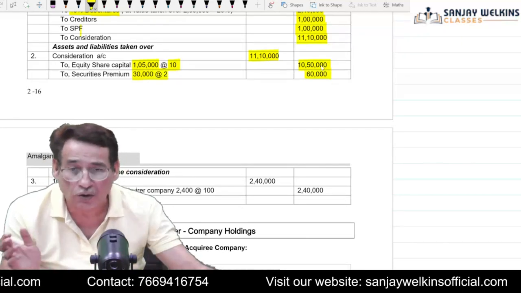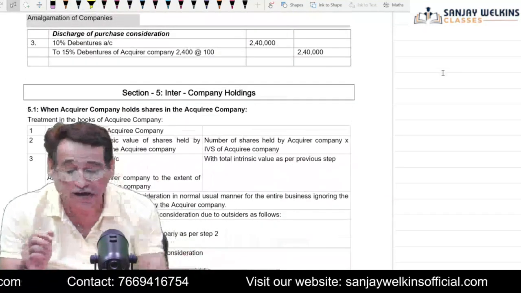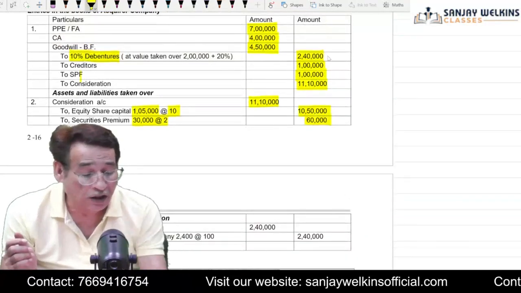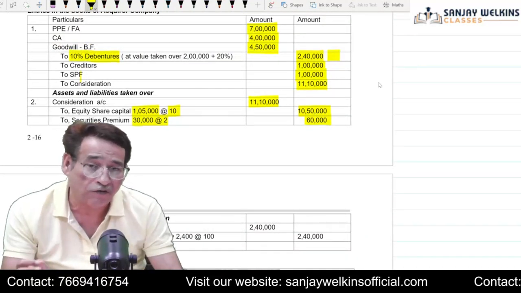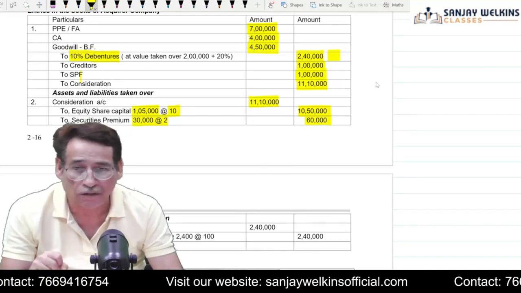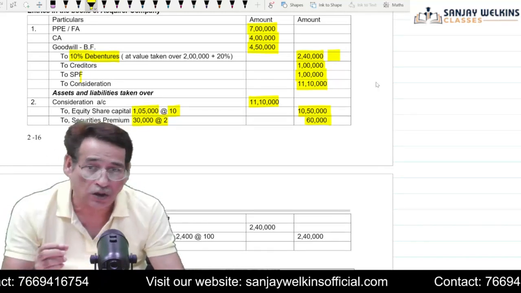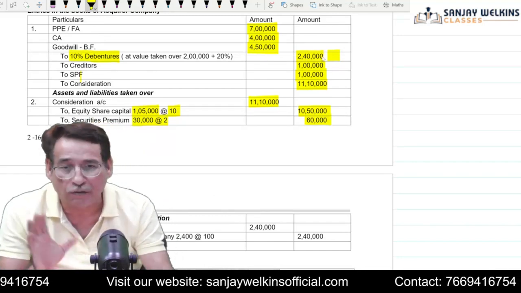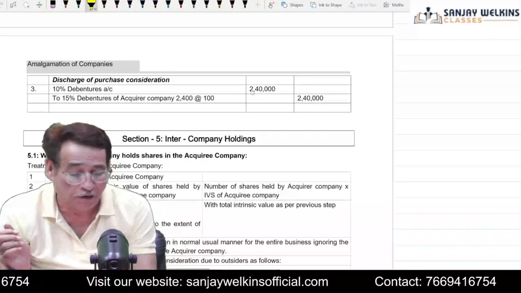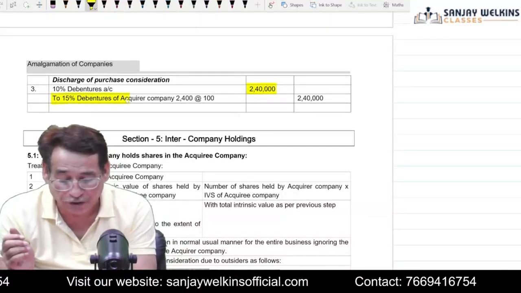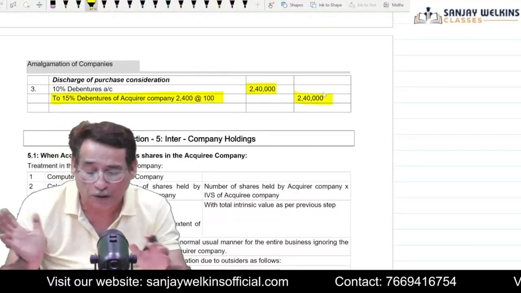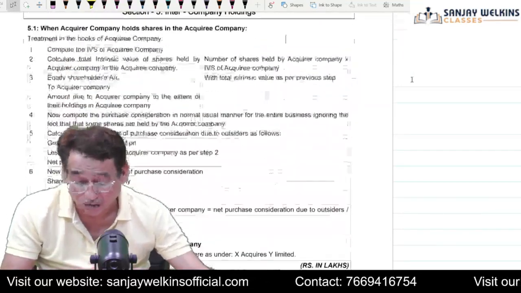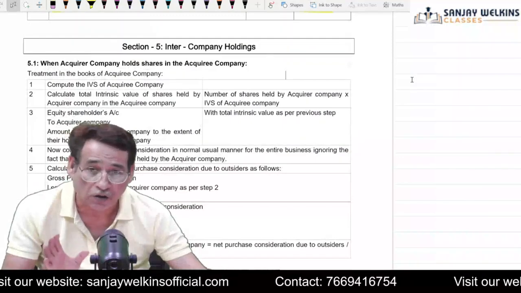This is how you are going to pass the entry. But another point is that, see here, now we have written here debentures. We have written here debentures not because in reality we are taking over the debenture, but because we are making a payment to the debenture holder. So first of all, we will presume that we have taken over the debenture. We will write here, and now we will pay off the debenture. Now this debenture will be given 15% debenture. This entry you will have to pass in the books of this particular entity. Is it clear to you or not? So this is how you have to do this particular question.